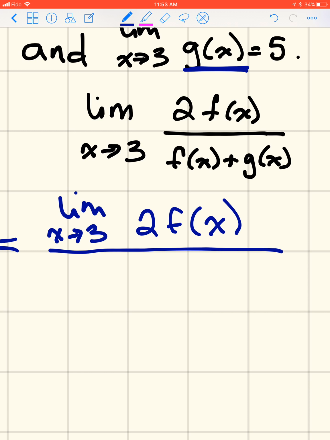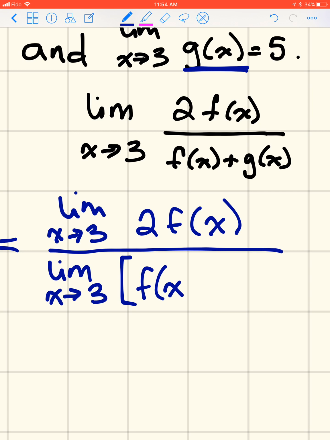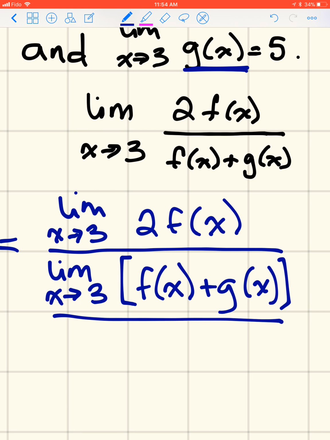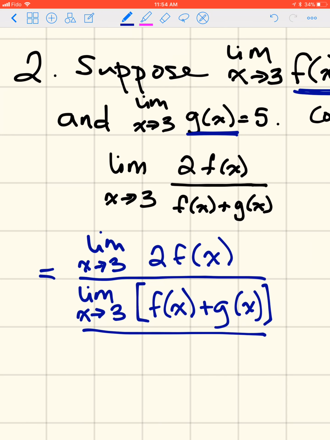So the division law says that we can take the limit and move it into the fraction, provided this f of x plus g of x is not 0. And we know that one of the other limit laws, the sum rule, says we can take the limit of this sum in the bottom and break it up and put the limit with each. And we know from what we're given that those two are not going to add to 0, so we're going to be okay with our division.